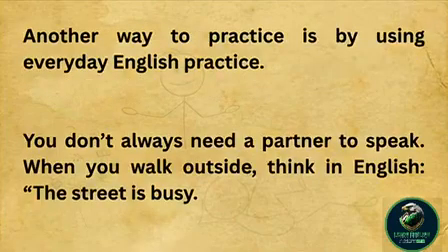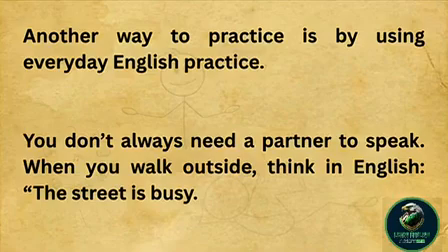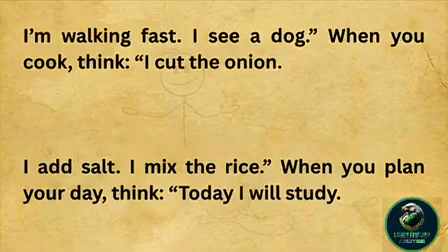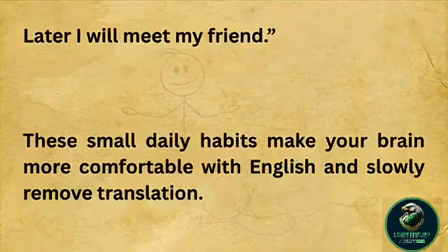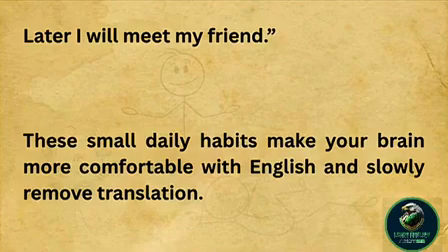Another way to practice is by using everyday English practice. You don't always need a partner to speak. When you walk outside, think in English. The street is busy. I'm walking fast. I see a dog. When you cook, think, I cut the onion. I add salt. I mix the rice. When you plan your day, think, today I will study. Later, I will meet my friend. These small daily habits make your brain more comfortable with English and slowly remove translation.